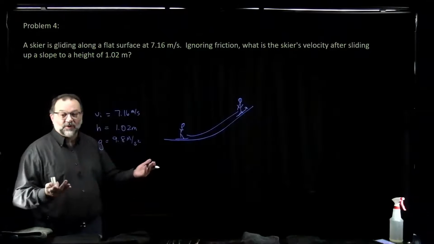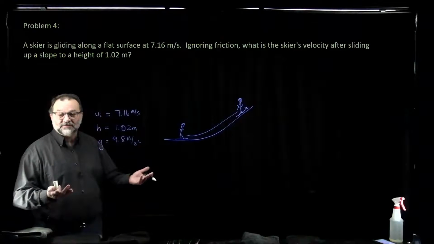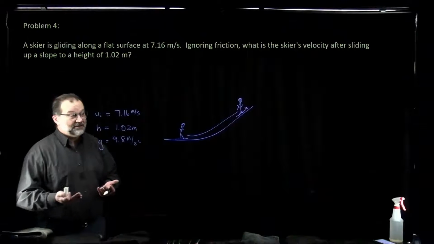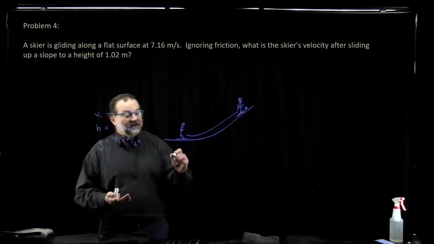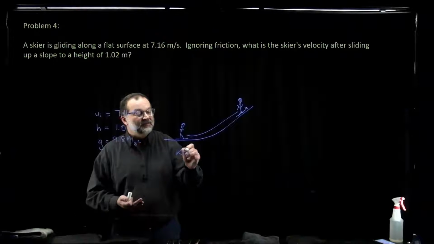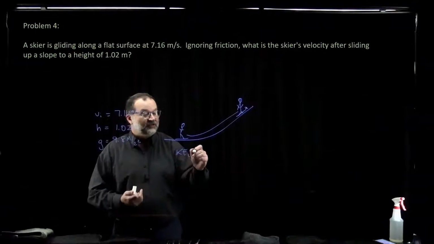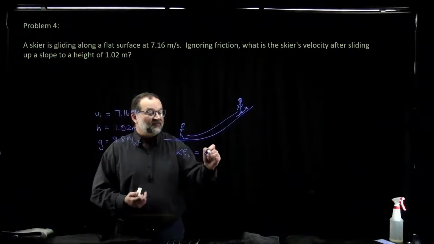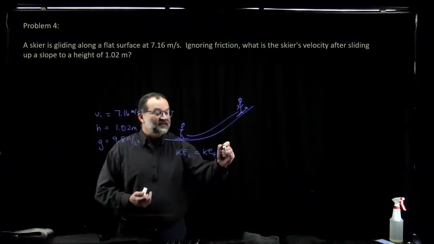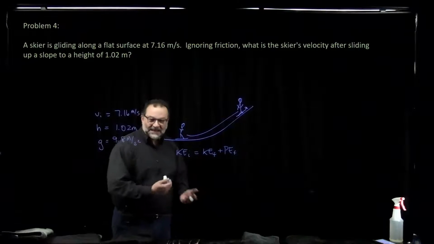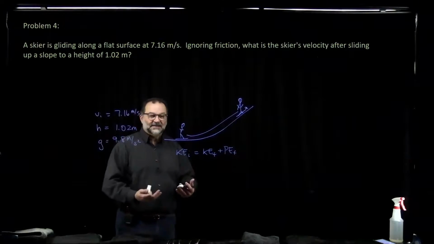What else do we know? We know conservation of energy is going to apply because there's no friction. And so we know our initial kinetic energy, no frictional forces, initial potential energy is 0. It's going to be our final kinetic energy plus our final potential energy. So we can start thinking about putting these pieces together.